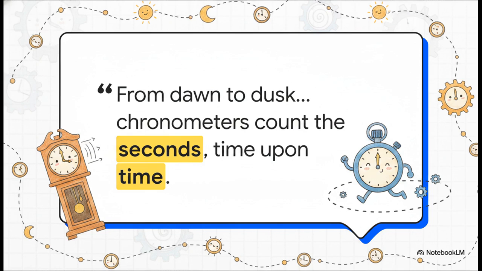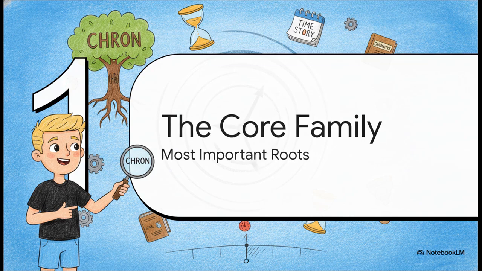You know, when you hear that, you can almost physically hear a ticking clock in the background, right? Tick, tock, tick, tock. That cadence is exactly what the CHRON root is all about. It literally acts like the steady heartbeat of the English language, constantly counting every single second. Which brings us to Section 1, the core family and most important root words.